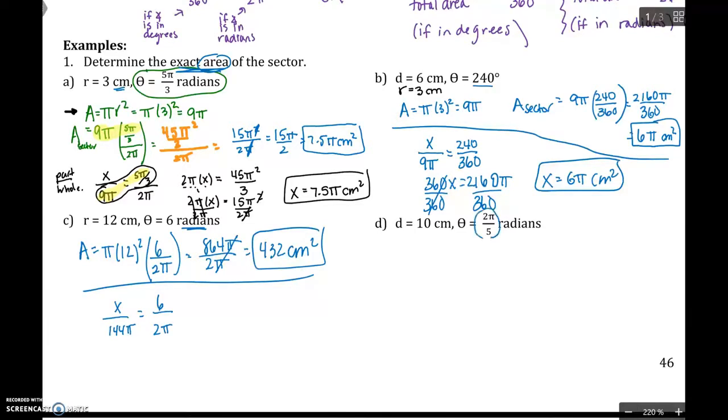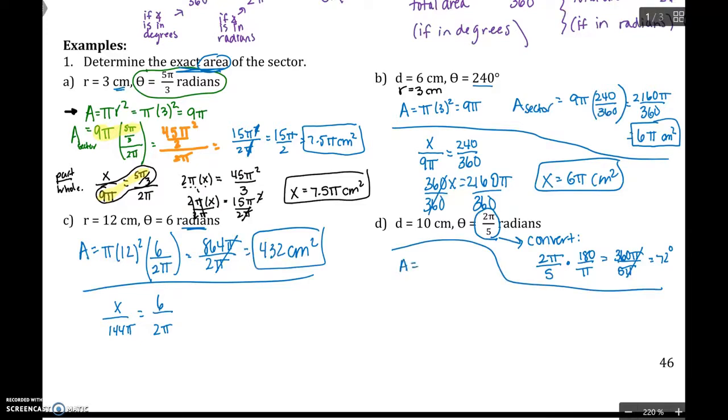Like I was saying, what you can do is convert this if you wanted. So you can take your 2 pi over 5 radians and multiply by 180 over pi, and that becomes 360 pi over 5 pi. Cancel that, and 360 divided by 5 is 72 degrees. And then you can use that in either of the two ways. So that's another option for you. So either way will work.